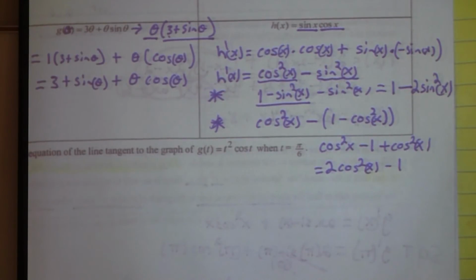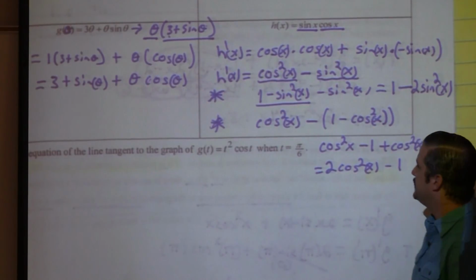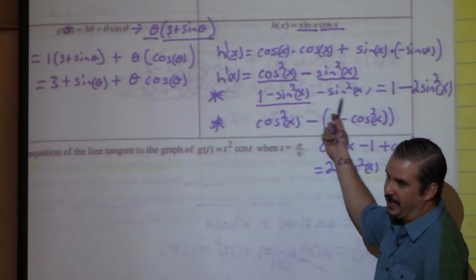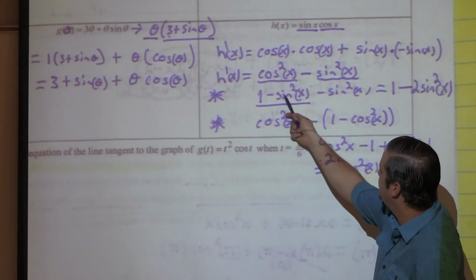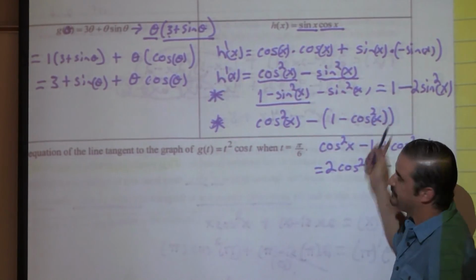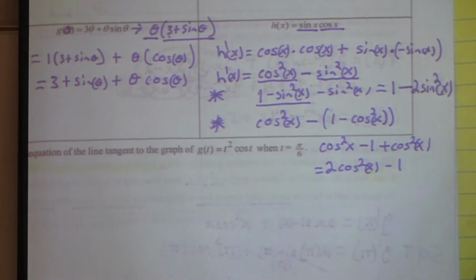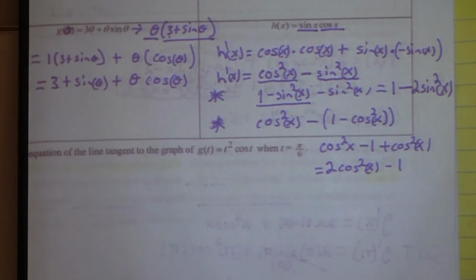You understand? When you have negative sine squared x minus sine squared x, we're not multiplying, we're subtracting, right? So same sign, you keep the sign, you add and you keep the sign, right? Good? Alright. Are we okay? Yes?